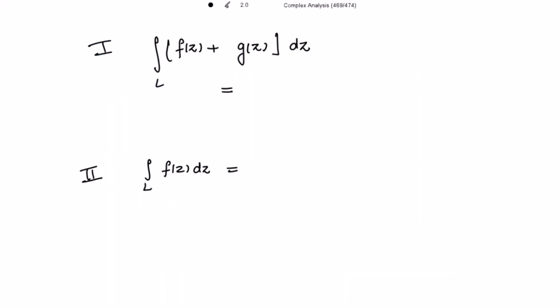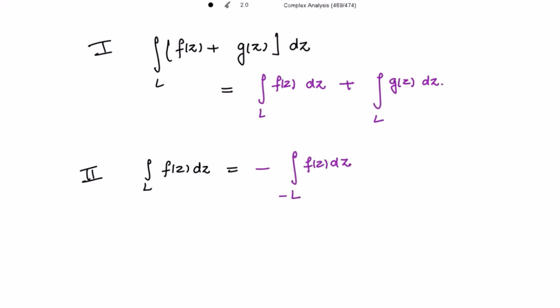First property: the integral of the sum of the complex functions f(z) and g(z) over L is equal to the integral of f(z) over L plus the integral of g(z) over L. This can be easily generalized for a finite number of functions. Second property: the integral of f(z) dz over L will be equal to the negative of the integral of f(z) dz over the contour minus L.